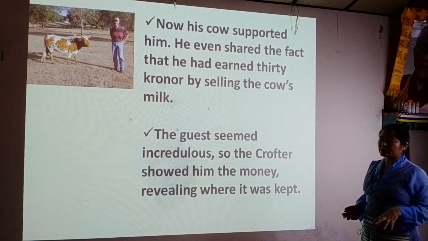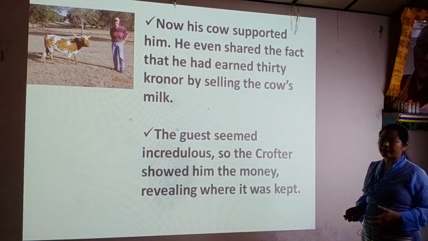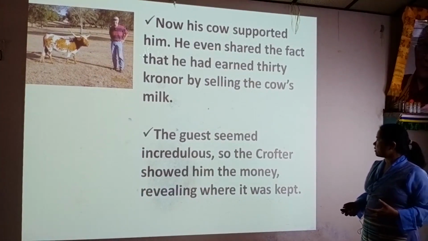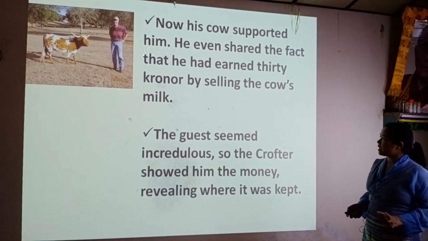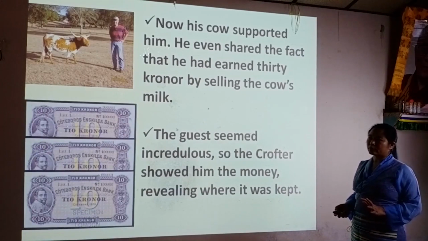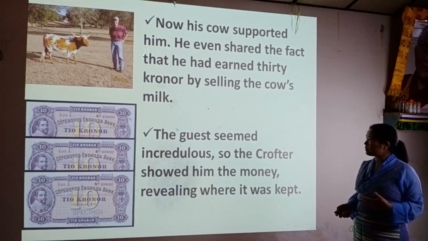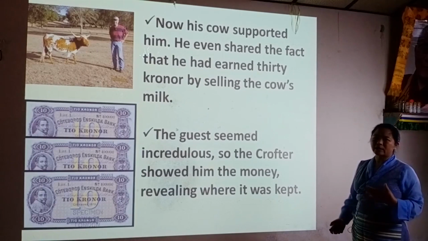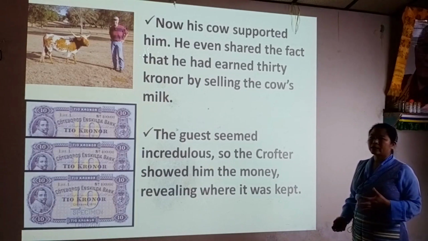So to convince the peddler that he actually had earned 30 kronor, what did he do? The crofter showed him the money. And while showing him the money, he even revealed the place where he kept his money. So you see, he was very trusting and showed the 30 kronor that he had kept hidden behind his window. Okay, so why did he do this? He did this to convince the peddler that he actually had earned 30 kronor by selling the milk from his cow.